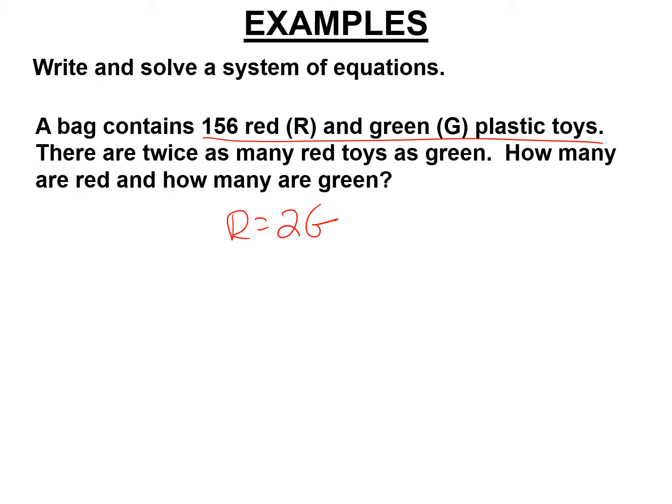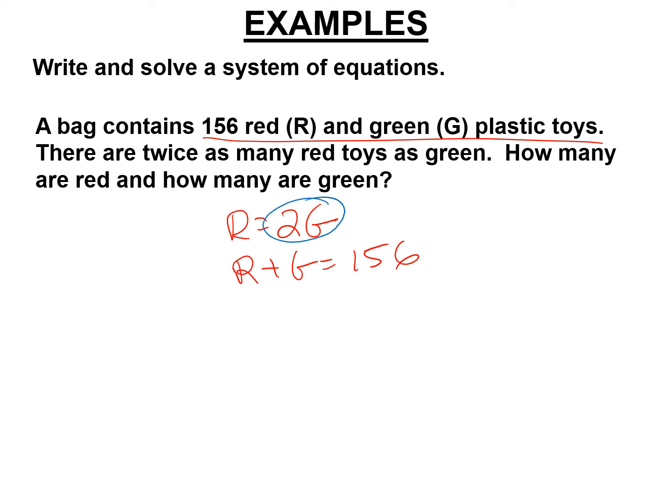So what's the second equation? Pause and see if you can write the second equation. Yeah, it's just R plus G equals 156. Don't make it harder than that. There's a total of 156 toys. Some are red and green, and apparently there's no blue. Or if there is blue, they're not in the 156, right? And we know that red is twice as much as green.